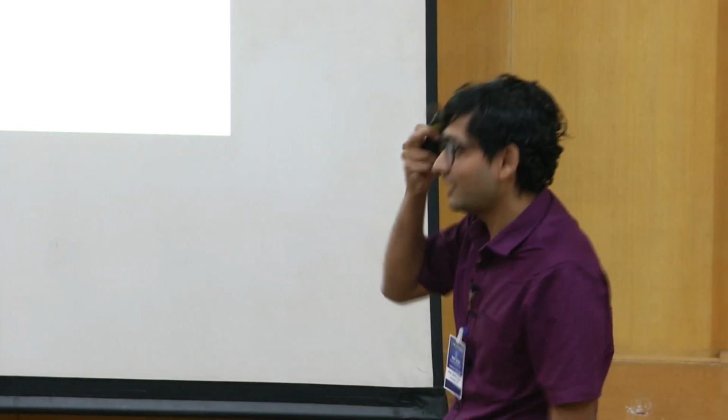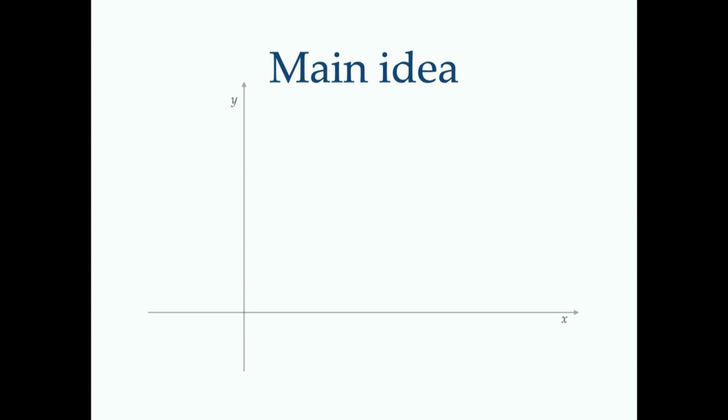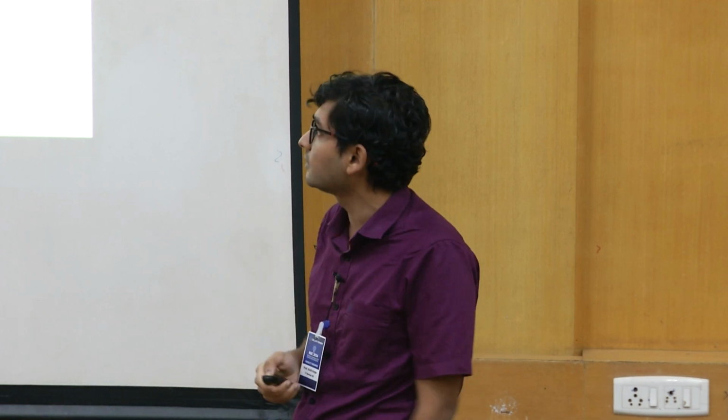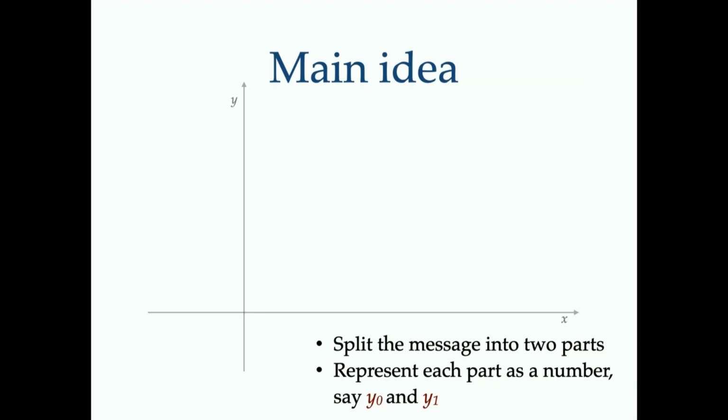Okay, so what is the main idea? This is like a toy case, a simple example. You split whatever message you have, this website, into 2 parts. These 2 parts are 0, 1 bit strings, and every 0, 1 bit string you can think of as a number, an integer. So any message you split into 2 parts, and you get 2 integers. Let's say the 2 integers are y0 and y1.